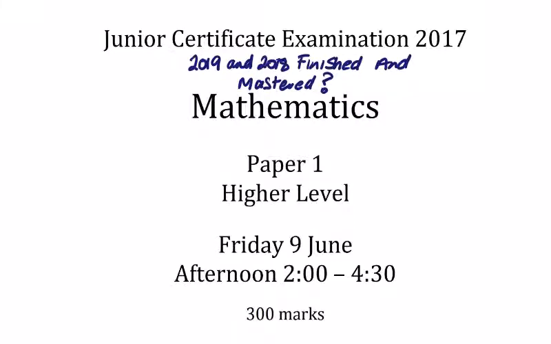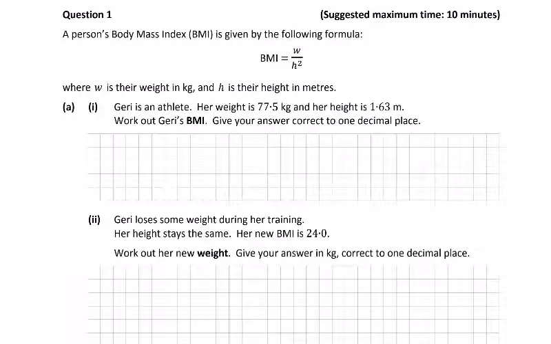So hopefully now you have finished and mastered 2019 and 2018, and you're about to have some fun with 2017. First question is just a substitution question. A person's body mass index, BMI, is given by the following formula. BMI is equal to W over H squared. W is their weight in kilos, and H is their height in meters.